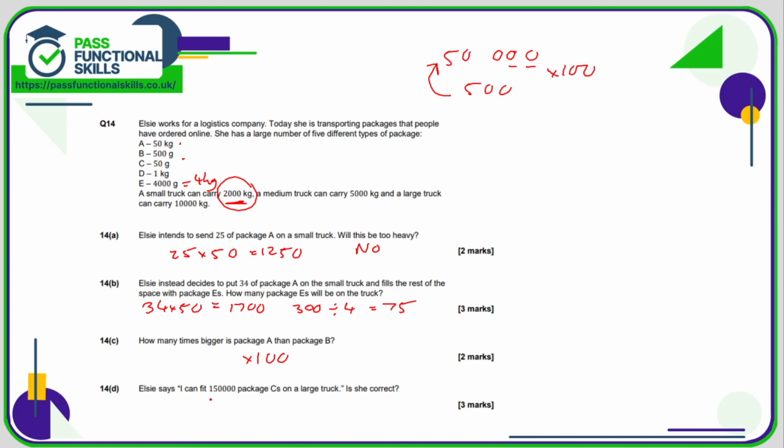Elsie says that she can fit 150,000 package C's onto a large truck, so 150,000 multiplied by 50 grams, that's going to result in a very big number, so I'm just going to divide the total by 1,000 to turn it into kilos, so we get 7,500 kilos. The large truck has a capacity of, it's 10,000, so I was looking at the wrong figure there, that's for medium, 10,000, so yes, she can easily fit that number of package C's because it's 2,500 under the maximum capacity, so yes, she is correct.